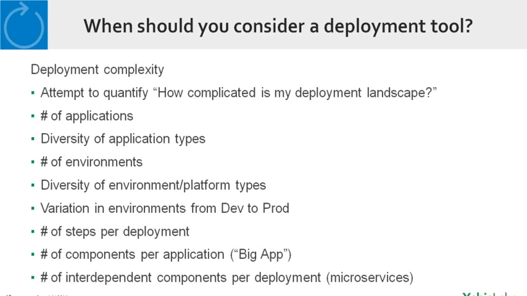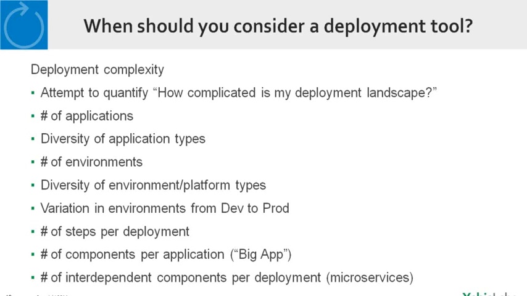I think the important thing to bear in mind here is your deployment complexity. How complex is your landscape, and depending on that value, you're going to maybe make different choices. There are multiple different ways to try to quantify how complex your deployment landscape is. Some of the dimensions that we commonly use are, how many apps do I have? How different are these applications from each other? How many environments do I have? What's the difference in environments from dev to prod within a single application, but then of course also how many different types of target environments do I have?